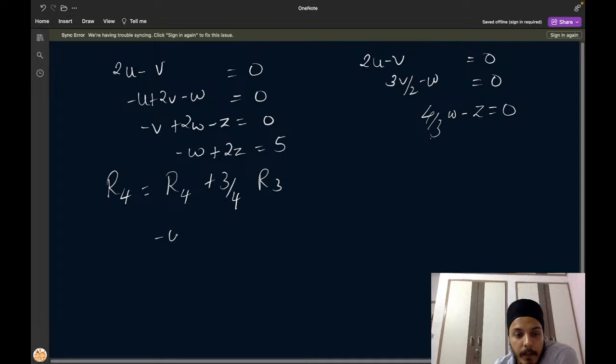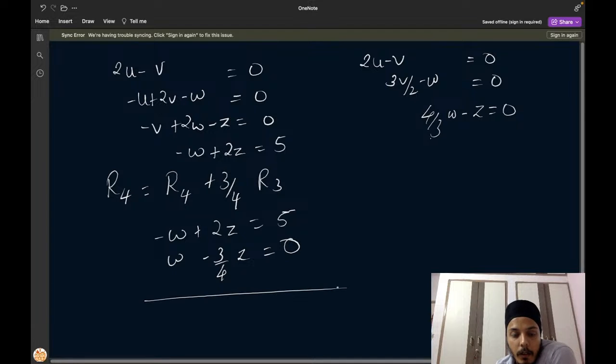So this will be minus w plus 2z equals to 5. Multiply this by 3 by 4. So you get w minus 3 by 4 z equals to 0. You add these two equations, 5 by 4z equals to 5. So last equation is 5 by 4z equals to 5.